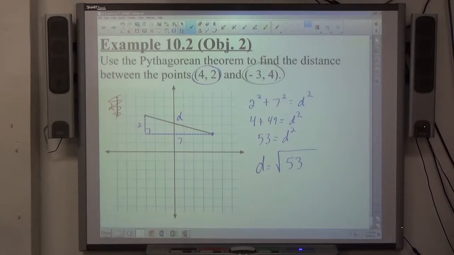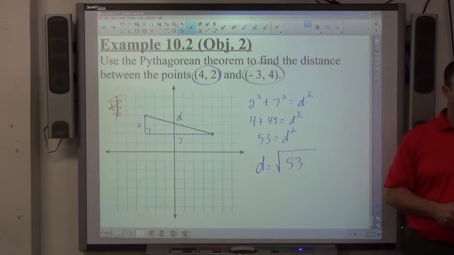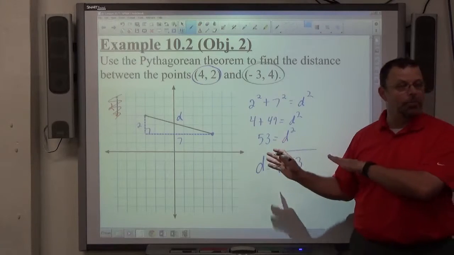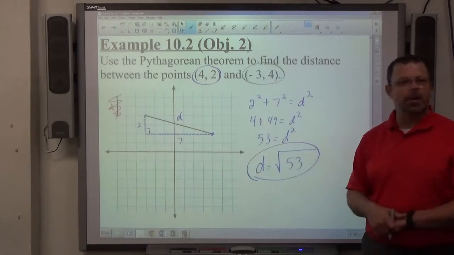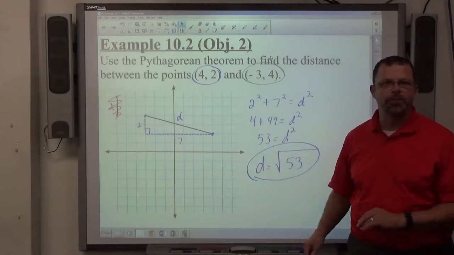Anybody off the top of their head know the square root of 53 to 17 decimal places? Me neither. It's also a prime number. I can't make it any simpler. That's the best I can do on that one. Leave it in square root form.